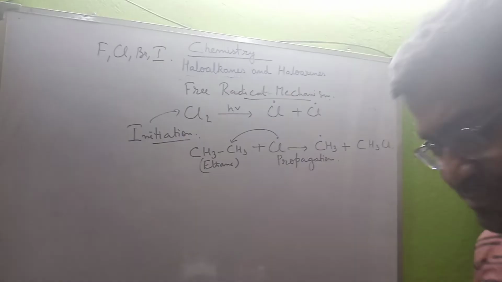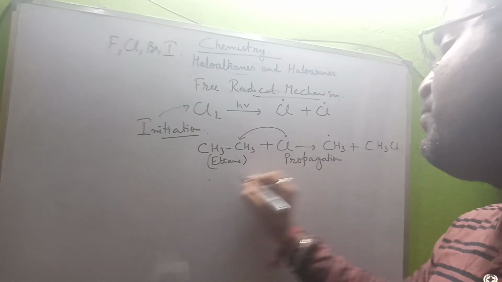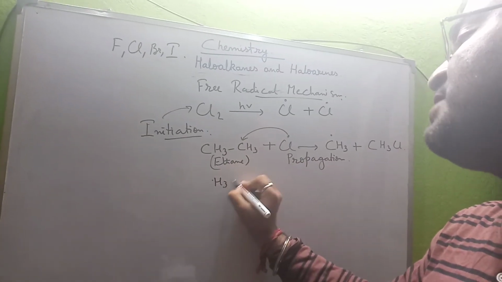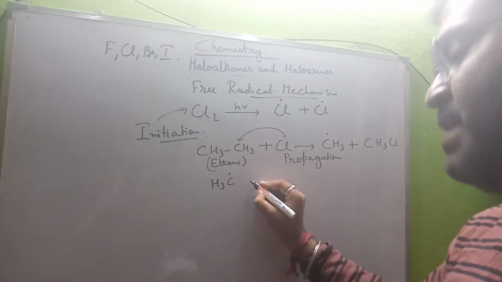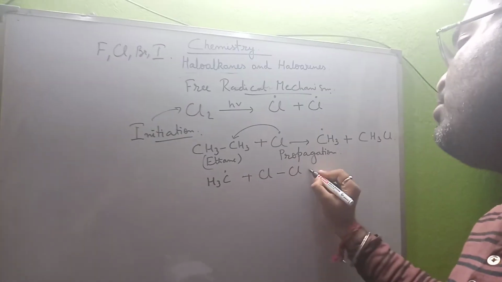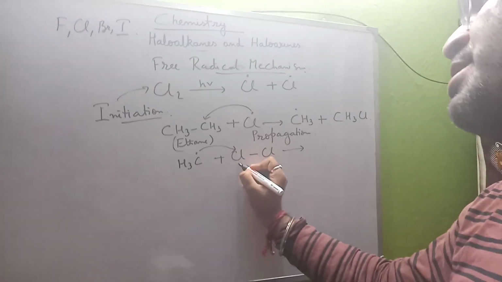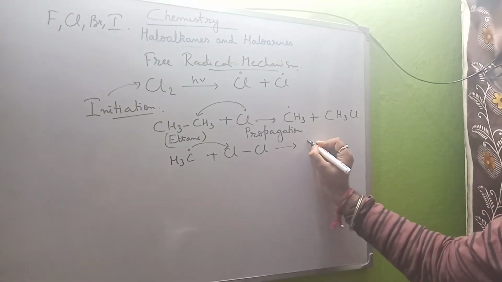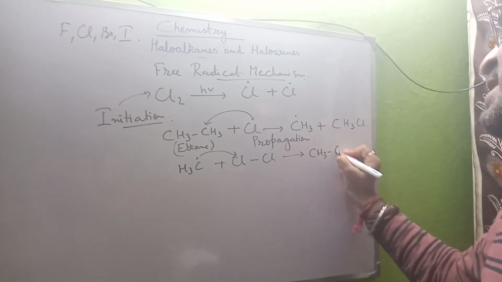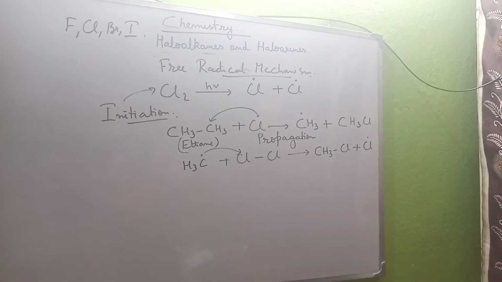After this, you can also see that this free radical, CH3, which is present over here, will combine with another Cl2 molecule, and this time it will break the Cl2 molecule and change into CH3Cl, and one of the chlorines will again form a free radical.